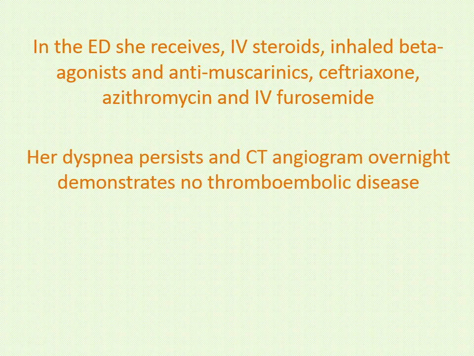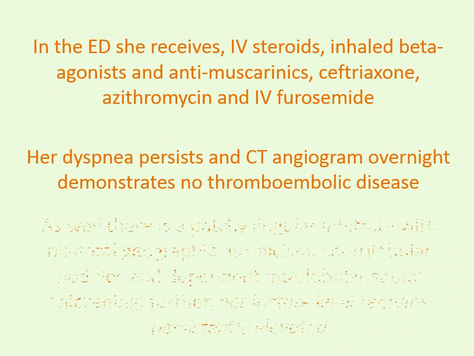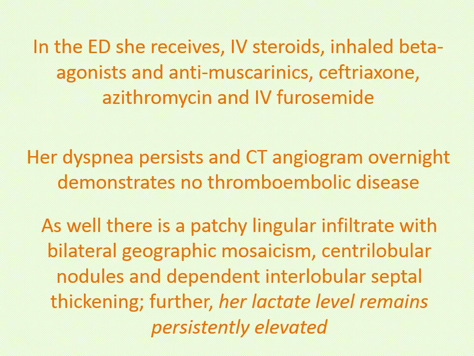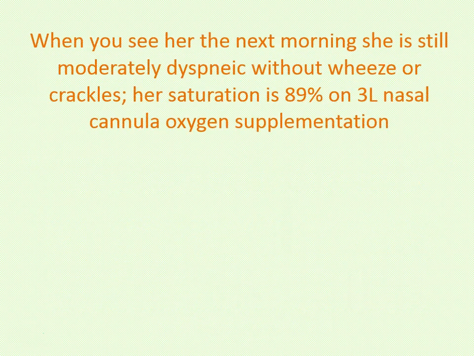She received the cocktail in the ED, and she had the CT angiogram, which showed the lingular infiltrate, bilateral pleural effusions, geographic mosaicism, and central lobular nodules with interlobular septal thickening. So you saw her the next morning, and she was still hypoxemic and working hard to breathe. The question is now, with this information of the elevated lactate, what should you do?